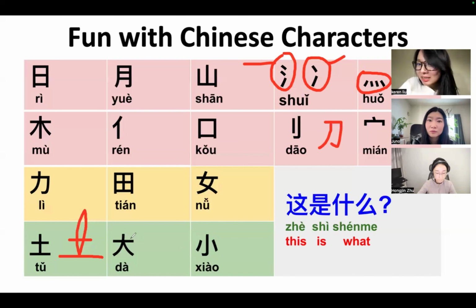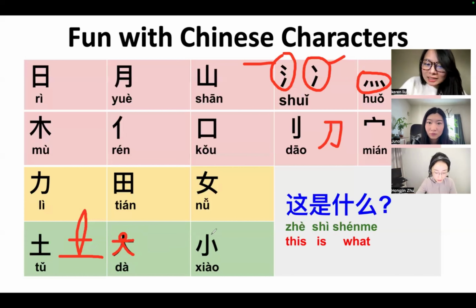And 大, I will ask them, 你看到了什么? People will tell me, oh, it's a person. That's the head. That's the arms. That's his or her legs. He's spreading his body, so it's 大.